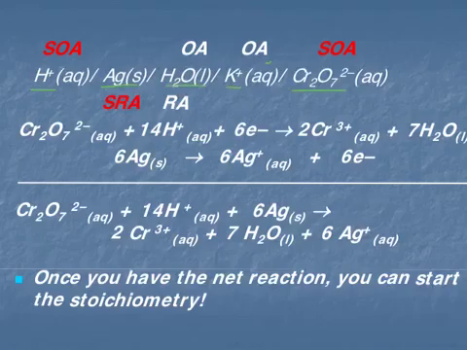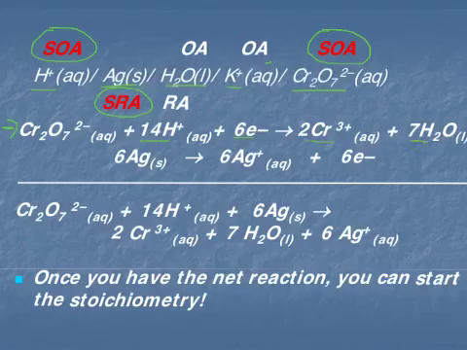However, when we look in our table of reduction half reactions, we find that our strongest oxidizing agent is an acidified solution of dichromate, and our strongest reducing agent is silver. So we look at the half reactions, and we read the reduction half reaction for dichromate: dichromate plus 14 hydrogens plus 6 electrons yields 2 chromium 3 plus and 7 waters. For the reducing agent, we read the reaction in reverse: solid silver becoming silver ion and 1 electron.